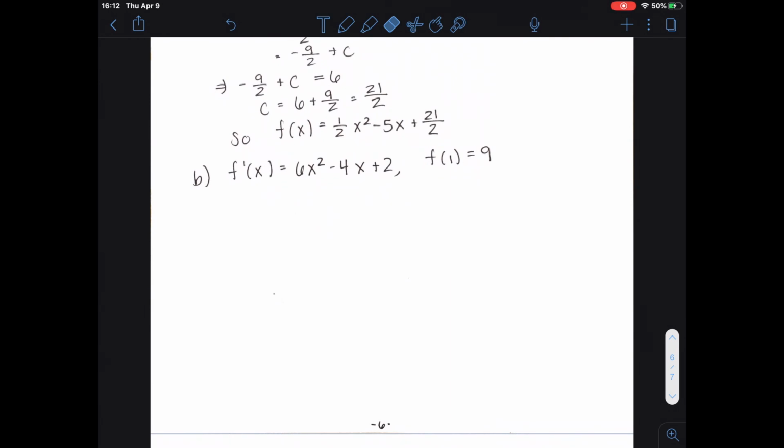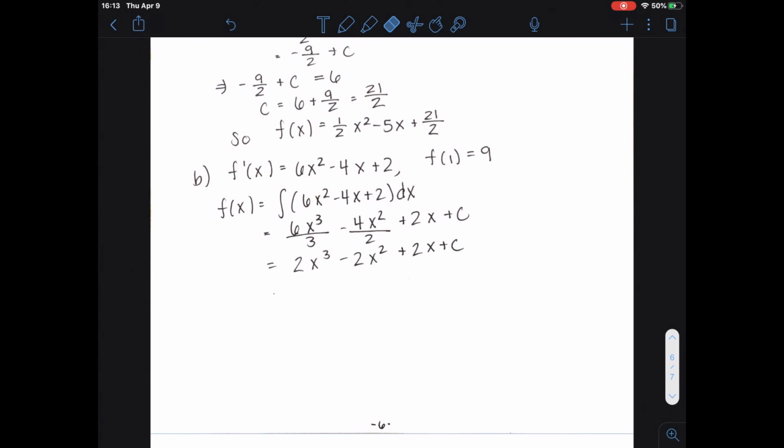We've got the derivative is 6x squared minus 4x plus 2, and it needs to go through the point 1, 9. First thing, let's find the most general function. So we're going to integrate our derivative. Antiderivative of 6x squared, 6x cubed over 3. Antiderivative of negative 4x is you increase the power by 1, so you get 4x squared over 2. Antiderivative of 2 is 2x, and then we get our plus c tacked on. So we can clean up those numbers. 6 over 3 is 2, 4 over 2 is also 2, so this becomes our most general antiderivative.